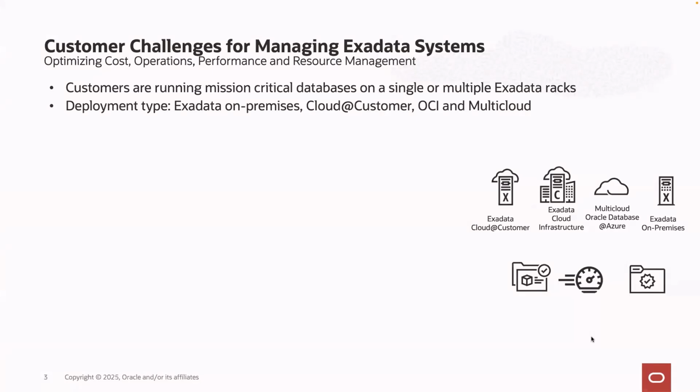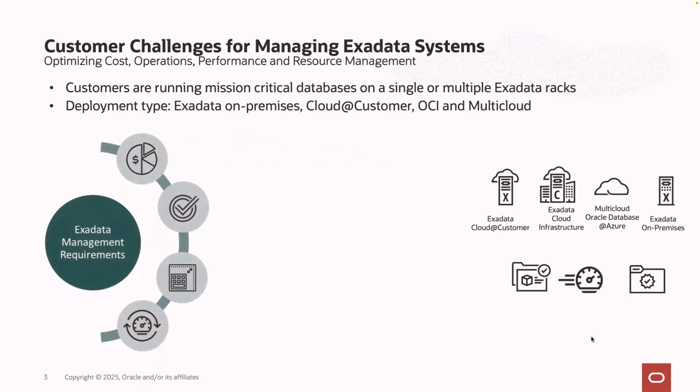So we see customers running lots of mission-critical databases on one single Exadata, but lots of customers also have a fleet of Exadata. And we see that the deployment types are Exadata on-prem, Exadata Cloud Customer, OCI, and also multi-cloud, where the Exadata is in a data center in OCI or in Azure, Google Cloud, or similar.